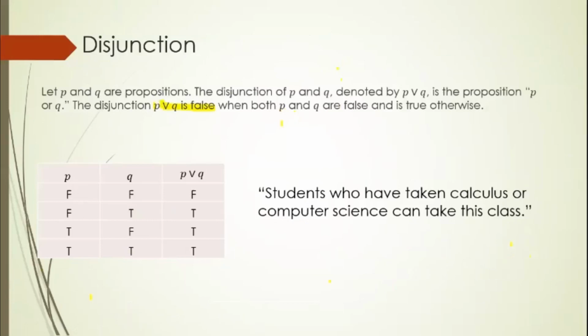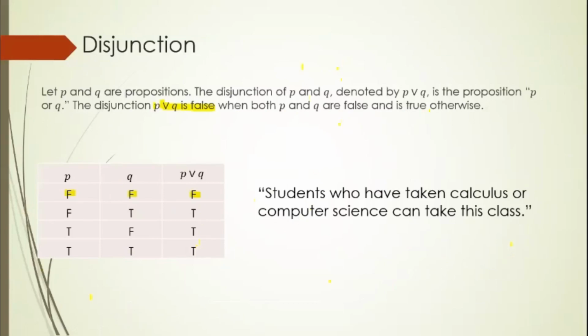So let us locate that. P and Q are false. So P here is false, Q here is false. That's why our disjunction P or Q is false, and is true otherwise. So as you would see, everything here is already true.